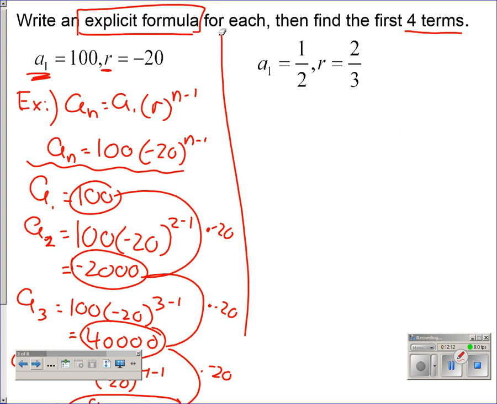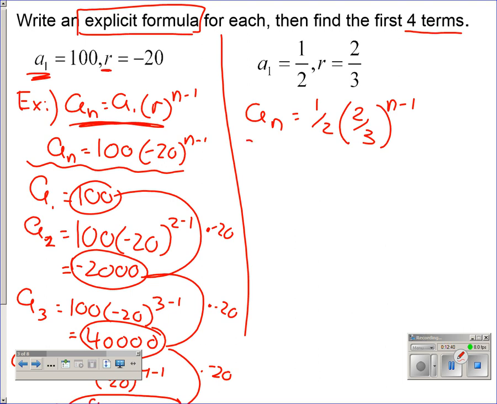Alright. To write the explicit formula, we need those two things. Those two things are given: our first term and our rate. This is our explicit formula. Let's just plug those in. A sub n equals my first term, 1/2, times my rate, which is 2/3, to the n minus 1. My first term is 1/2. To get to my next term, I multiply by 2/3. And I keep doing that on and on.